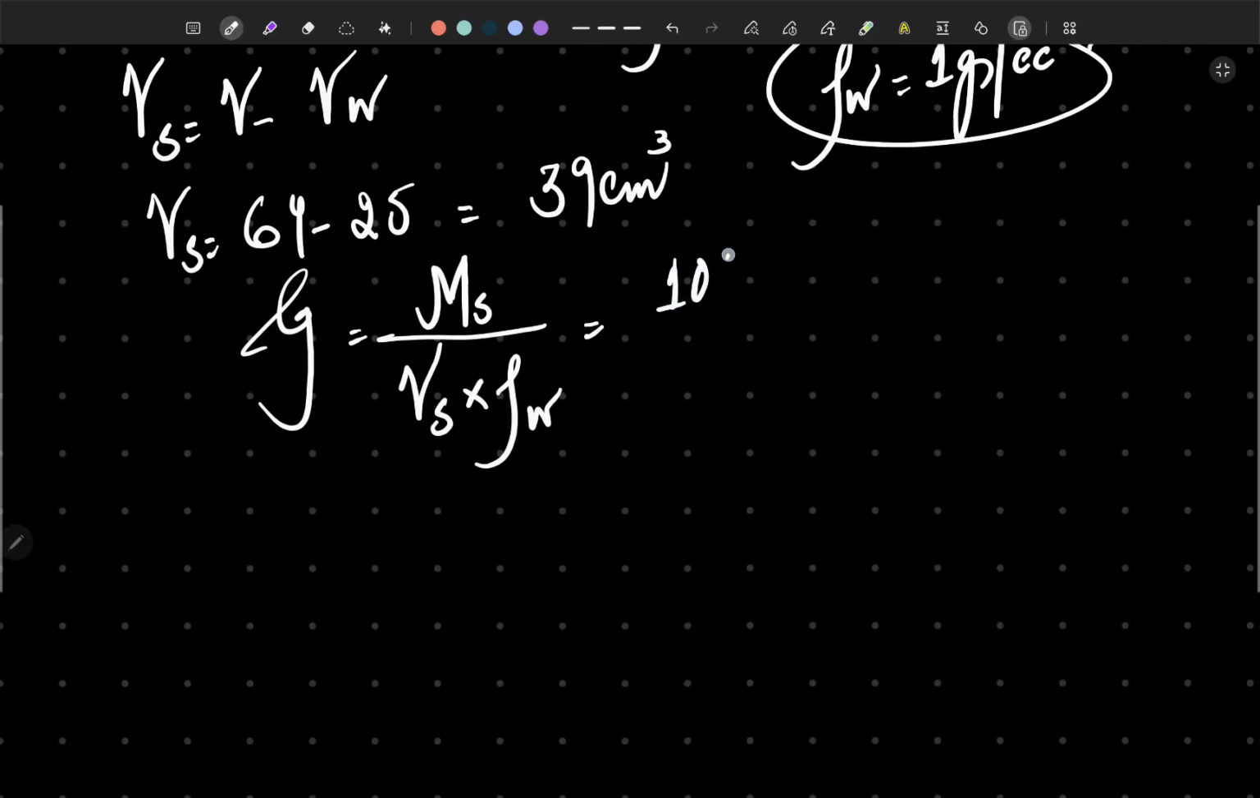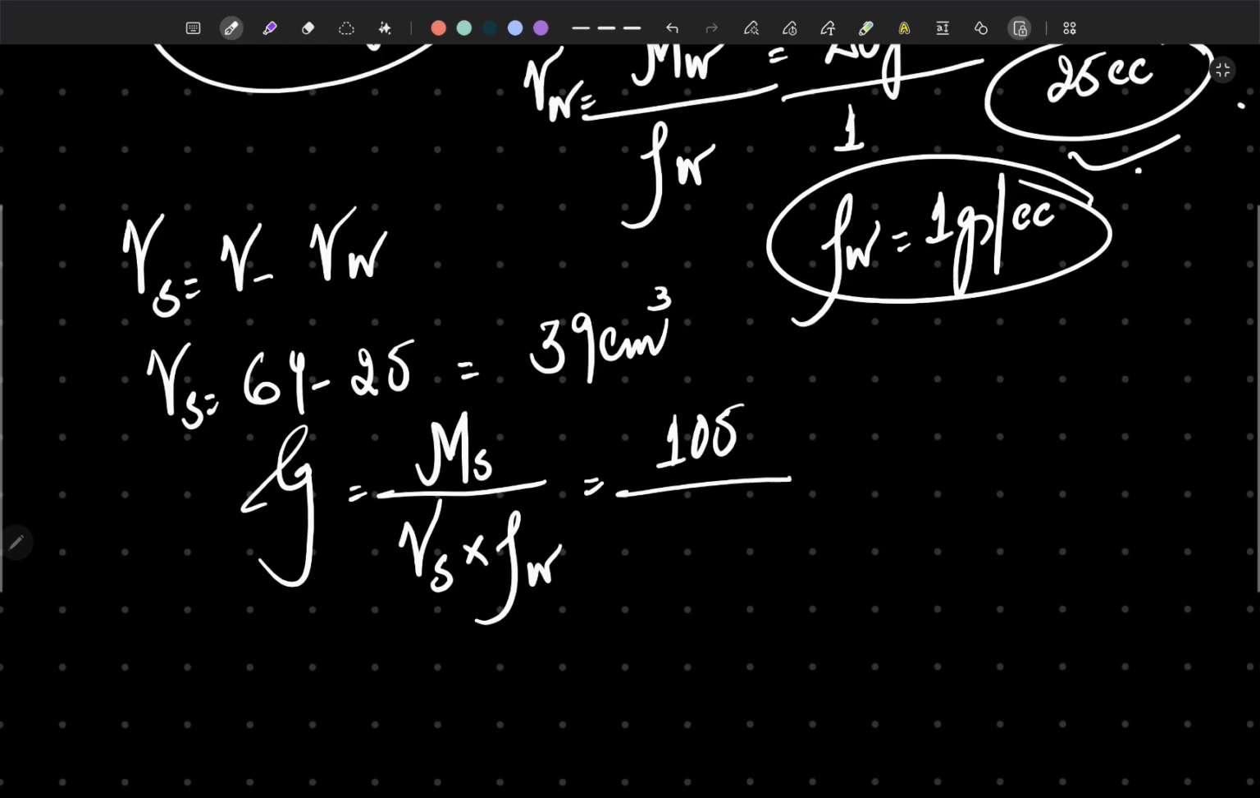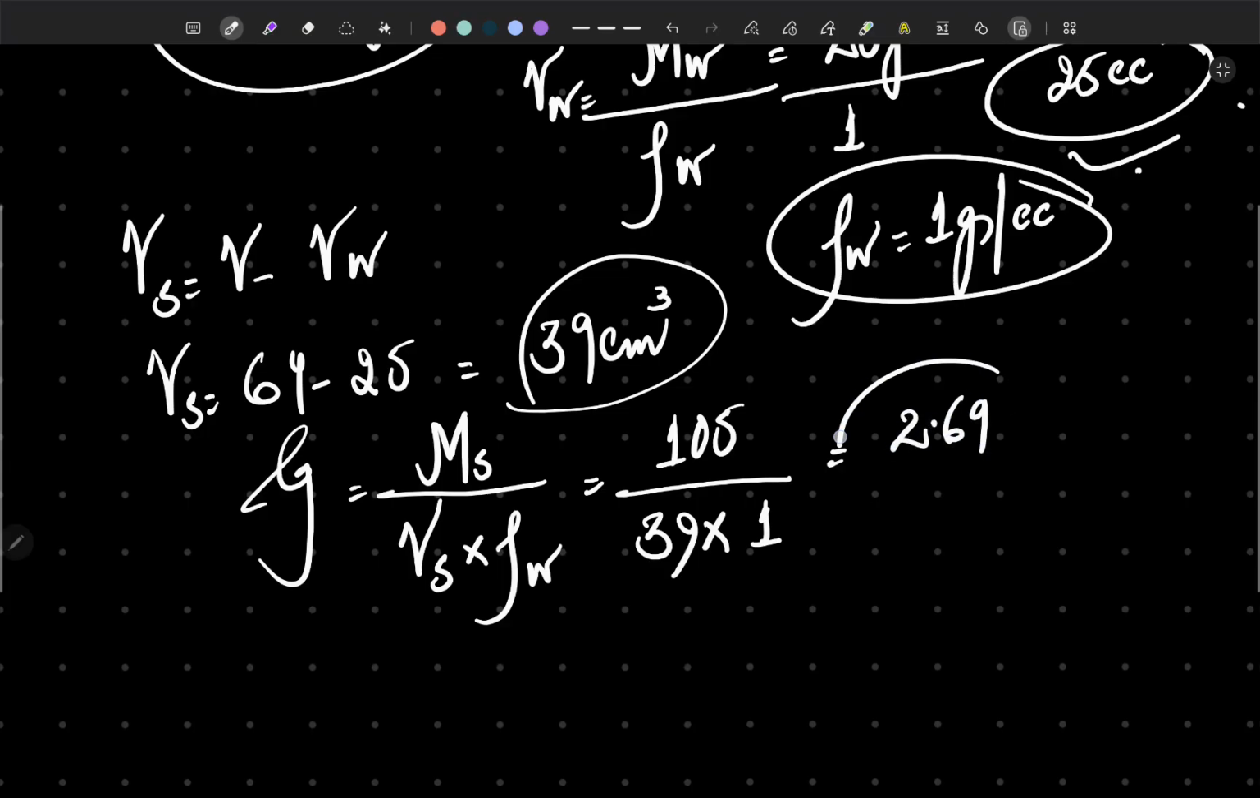105 divided by volume, which is 39, we just calculated. Multiplied by density of water, 1 gram per cc. Please keep in mind the dimensional homogeneity. In solving numericals, you must take very good care of the dimensional homogeneity. Alright, so after calculations, the value of specific gravity comes out to be 2.69. So that's how we arrived at the specific gravity of soil solids.